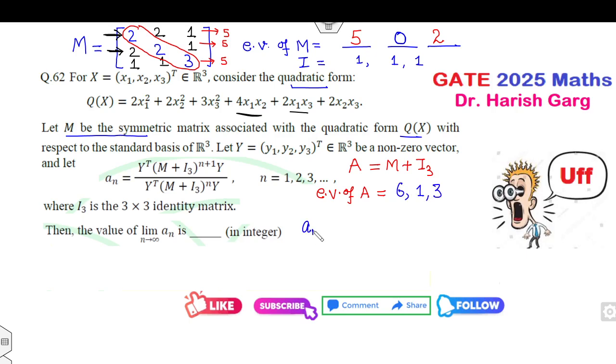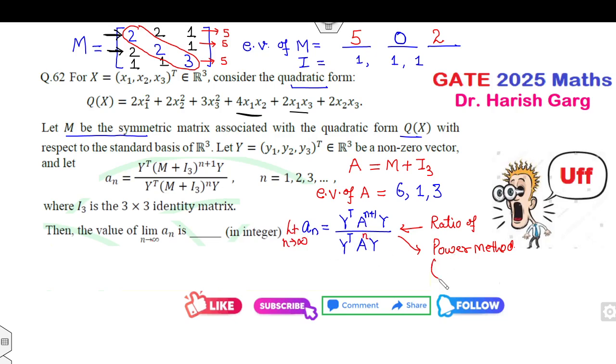Fine. So therefore your a_n will look like Y transpose A^(n+1) Y divided by Y transpose A^n Y. Is it okay? Now if you closely look at this, it is the ratio of two consecutive terms. And which method can you think of? It is nothing but the power method. Why the power method? Because we need the limit as n approaches infinity of the ratio of the two vectors.